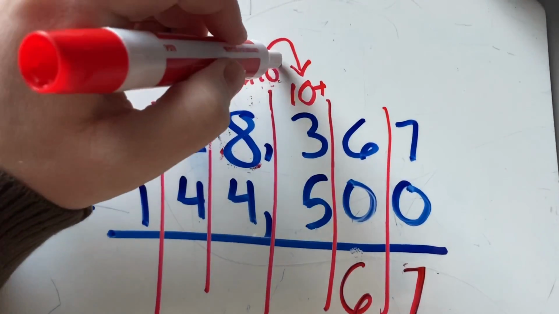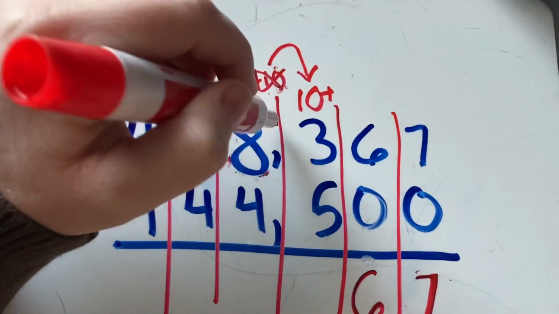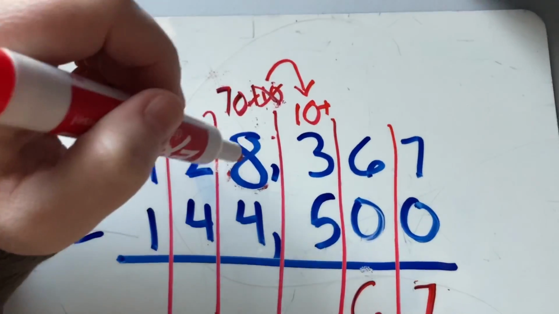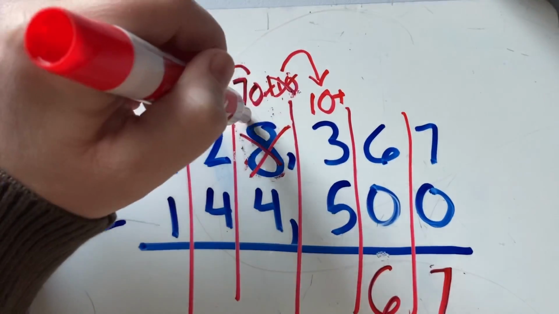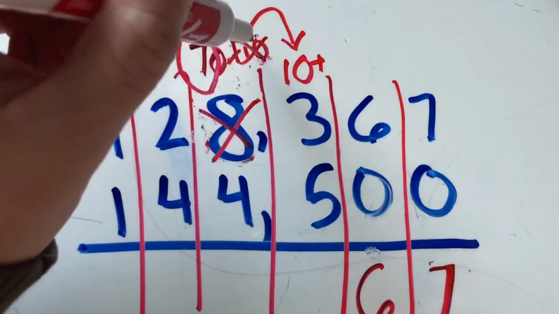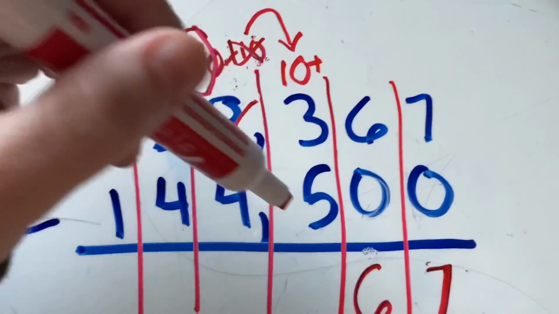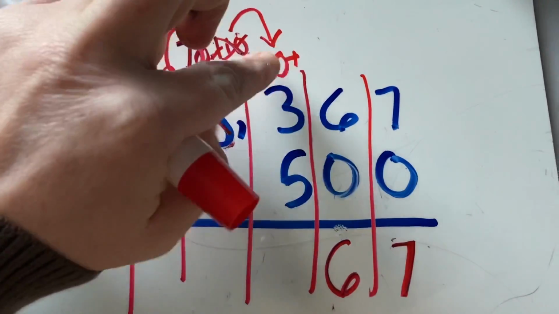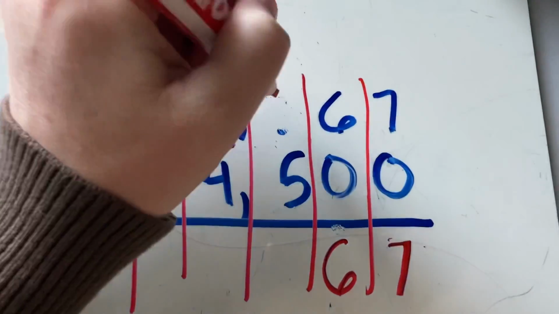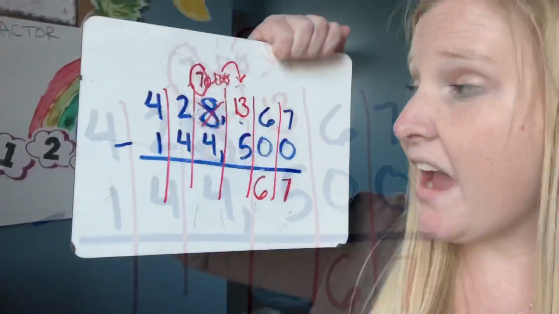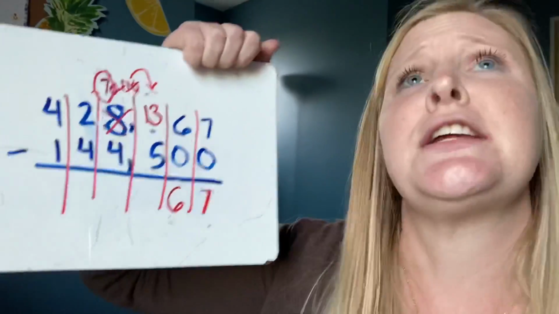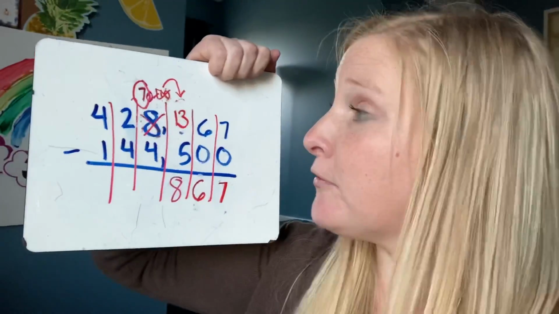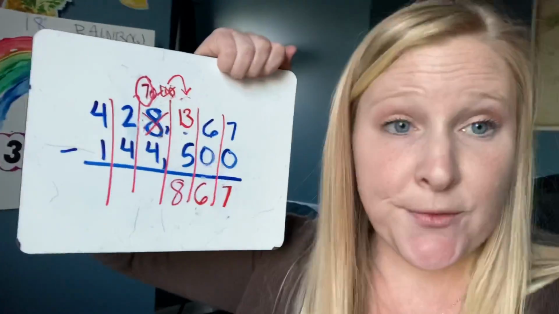I then no longer have this 10 to use in the thousands place, so I take away a whole group of 10 from our number. It is no longer 8, but 7. But we did regroup and add that 10 in our hundreds place to that 3. 10 plus 3 is 13. Now I can subtract 13 minus 5. 13, 12, 11, 10, 9, 8. And I can still subtract 4 from now 7. 7 minus 4 is 3.